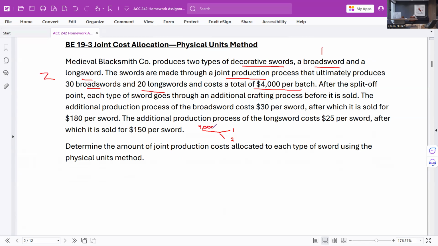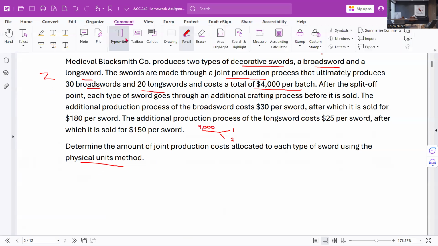And now when you get to the split off point where you have two products, you need to figure out how to allocate the $4,000 to the two products. And the $4,000 should be allocated using physical units, the 30 swords and the 20 swords. That's all we're going to do. So let's set that up. Using physical units just means that we're going to base the proportion on the 30 and the 20, a total of 50 swords, and the relative proportions for each of those products.